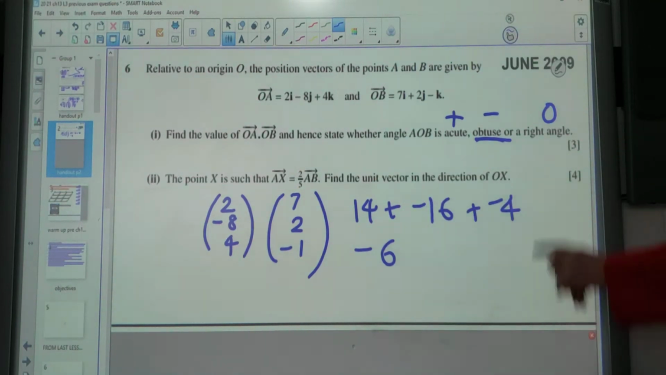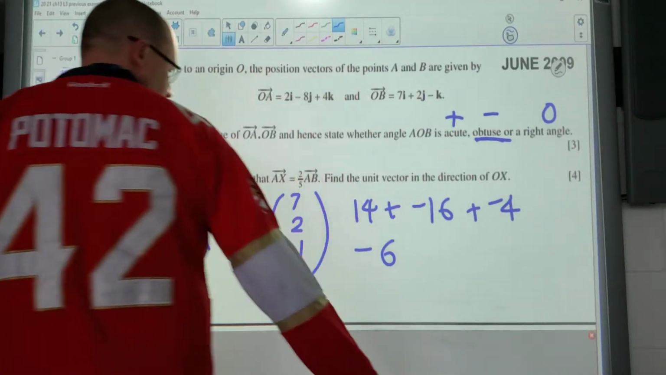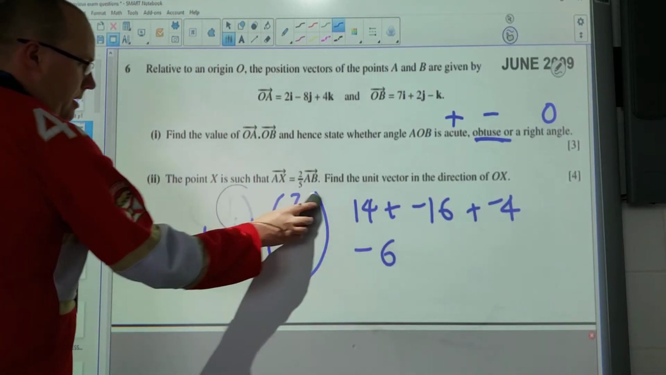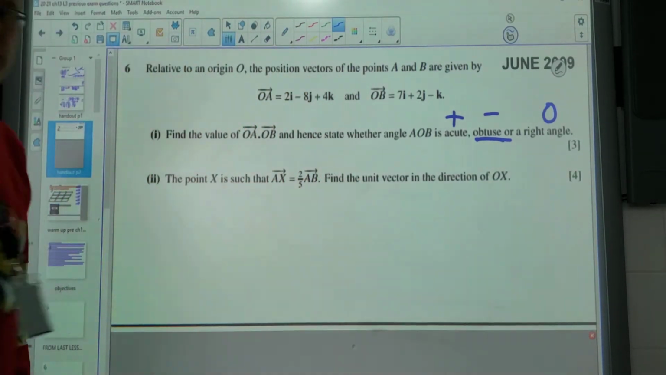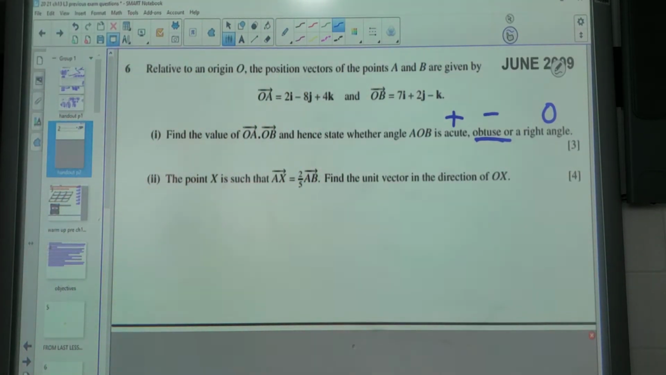Now for part 2, this is going to be very similar to what we did on the previous question. So we're told that AX is equal to 2/5 of AB. Find the unit vector in the direction of OX. So this is the point really where you probably want to pause the video, see if you can answer the question, and then come back to the video.